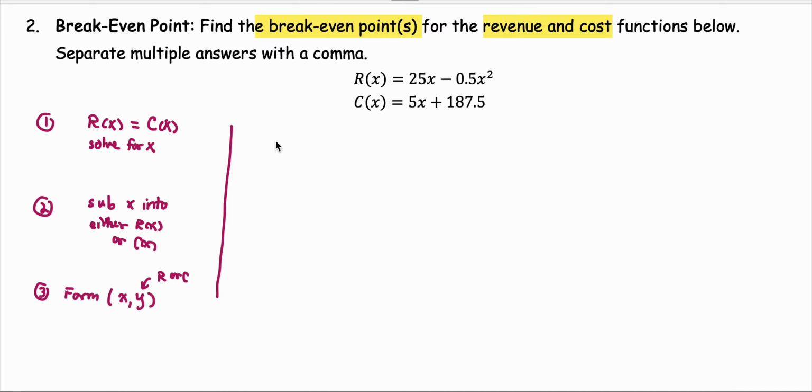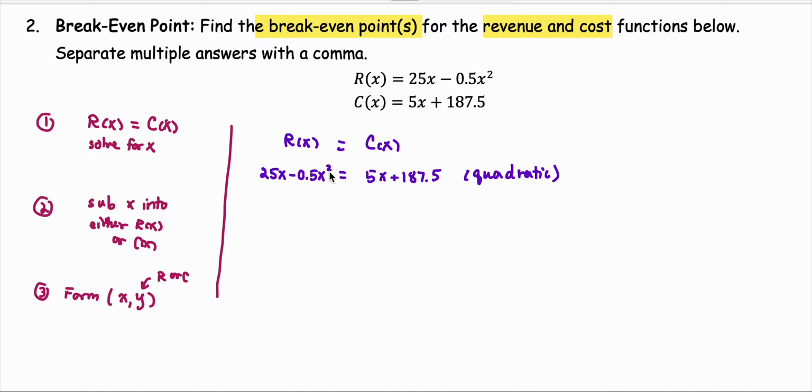For the first step, we let R equals C, or the revenue equals the cost function. So R(x) equals C(x), where R(x) is 25x minus 0.5x squared equals the cost, which is 5x plus 187.5. This turns out to be an equation of power 2, a quadratic equation. When you solve a quadratic equation, the strategy is leaving one side to be 0 and using either factoring or the quadratic formula to find the unknown x.